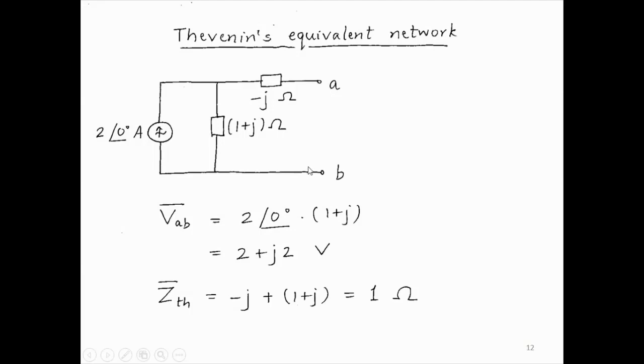The Thevenin's impedance, the impedance looking into A and B: to find it we'll remove the current source, open circuit the current source. So what we are left with is these two in series. So that is just 1 plus J minus J. So that is just 1 ohm. Alright, so the Thevenin's network is VAB, 2 plus J2 volts, in series with 1 ohm.